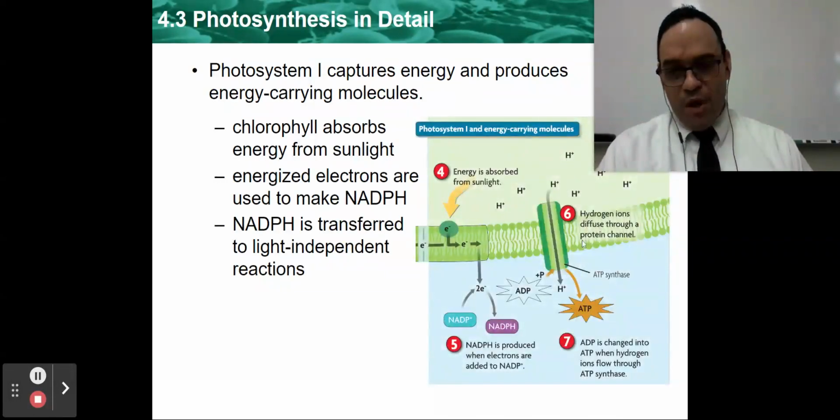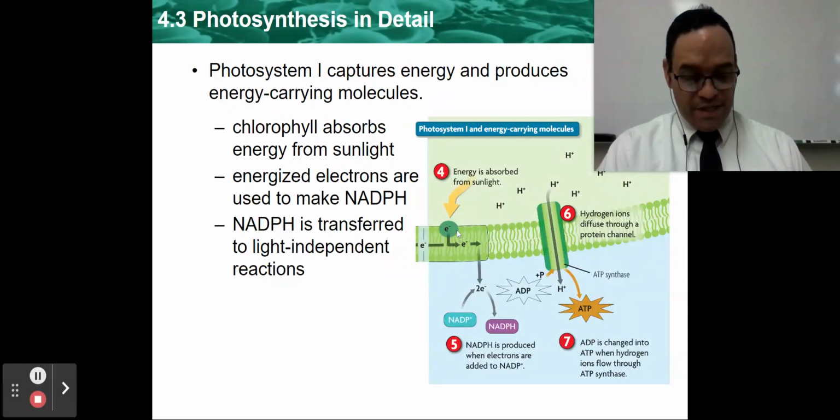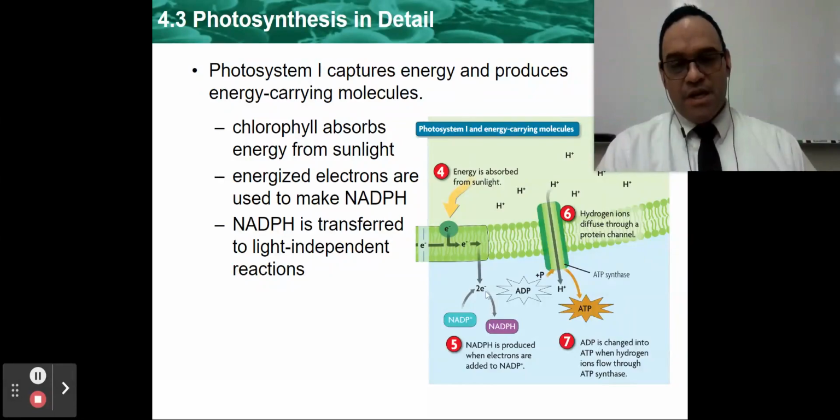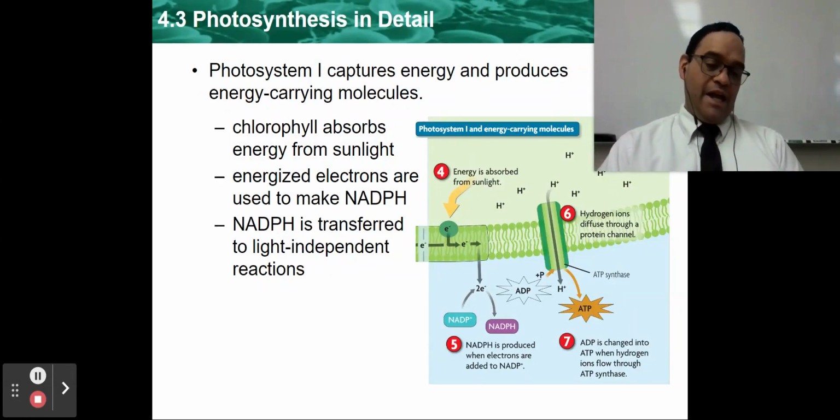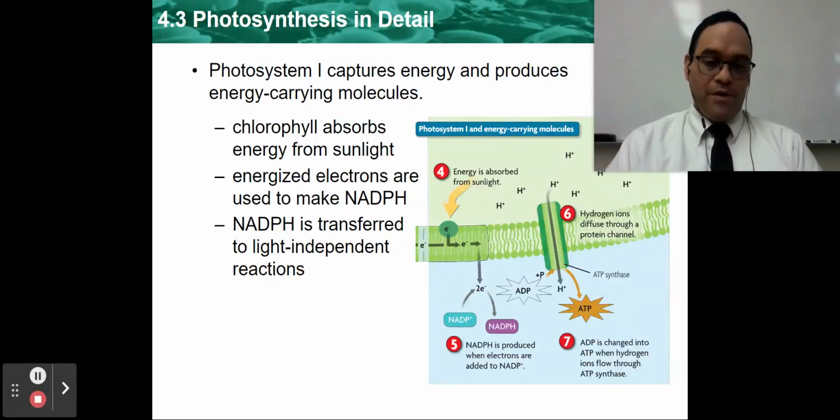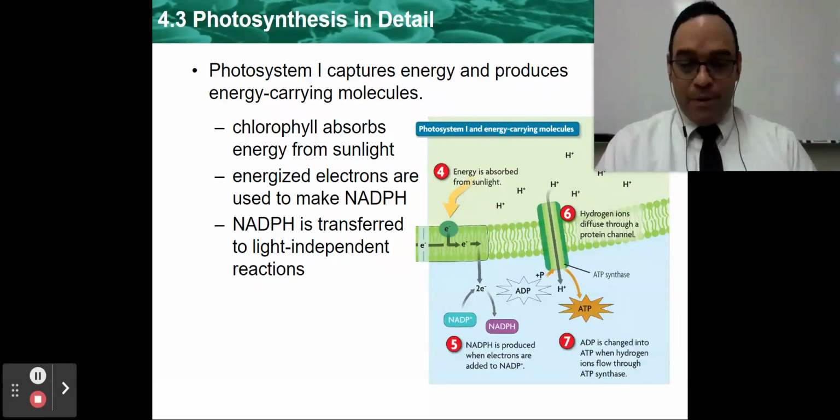For photosystem 1, sunlight comes in and re-energizes the electrons, and the electrons take what I like to call an electron Uber. So NADP plus is like an Uber for electrons. It takes the electrons to the next stage of photosynthesis, right?